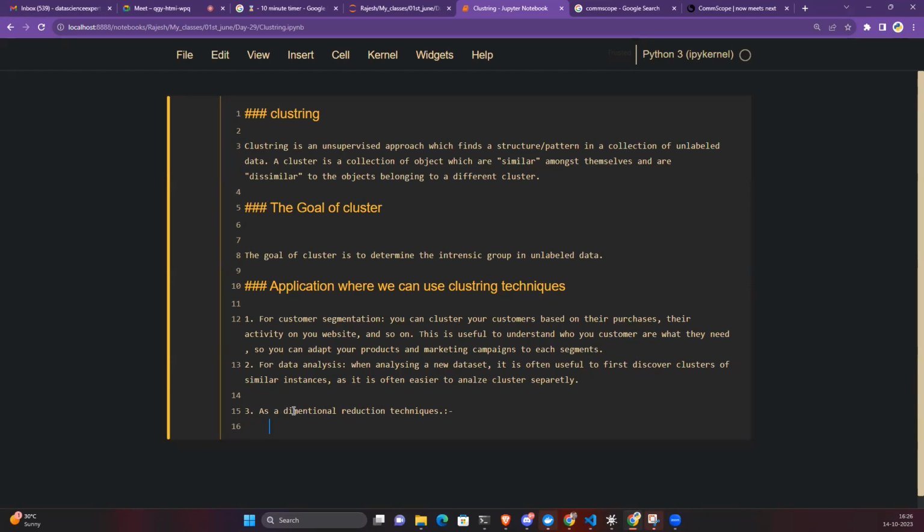So once the data set has been generated or clustered, right? Let's suppose before clustering, how many data points do you have? Like 10,000, 20,000 data points are there. Now, after clustering, you are going to create 3 or 4 clusters of similar objects. Now you are going to reduce the number of features into 3 or 4. That's what is called dimensional reduction techniques. So in dimensional reduction also we can use clustering techniques.